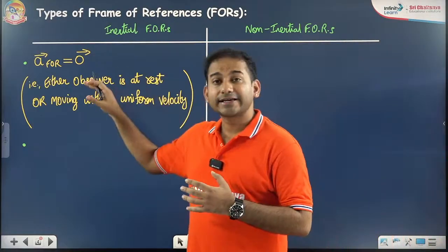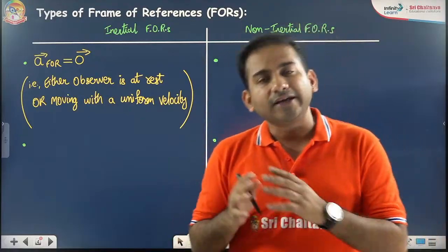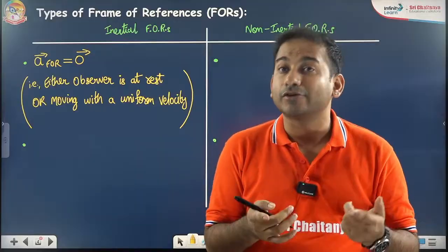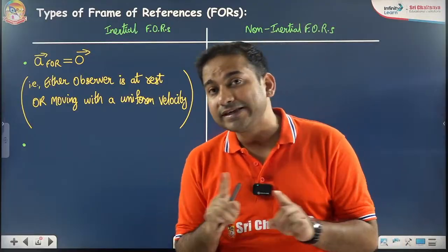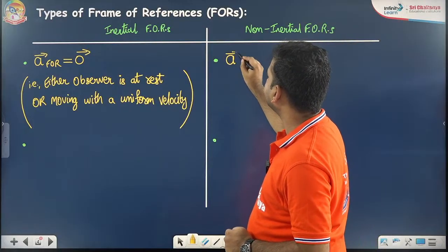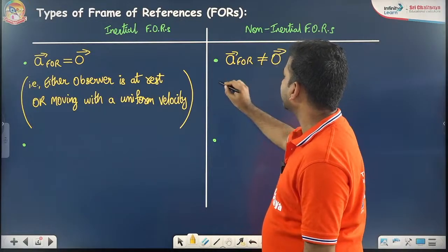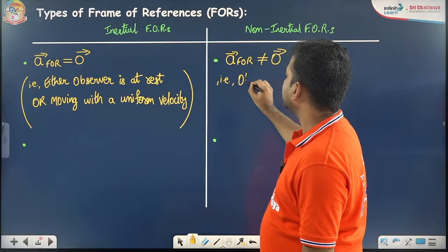But when I say acceleration is 0, I don't mean that it has to be at rest. It might be at rest, it might be moving with a uniform velocity. It must not be accelerated, because when we talk about the non-inertial frame of reference, acceleration of frame of reference is non-zero. That is, observer is accelerated.